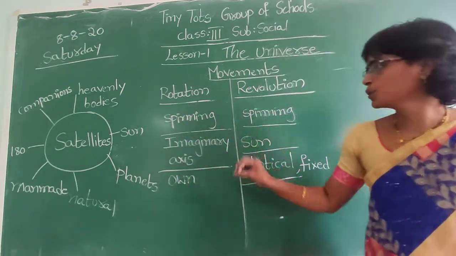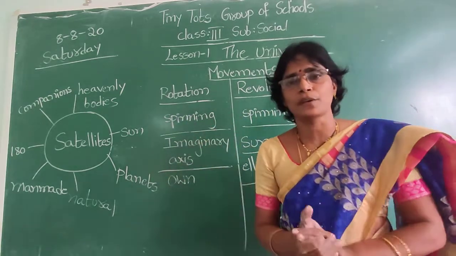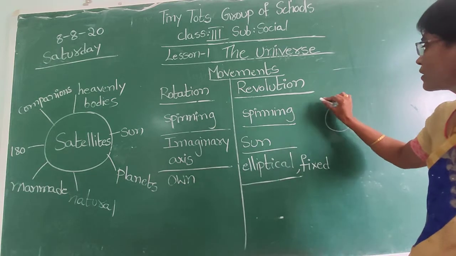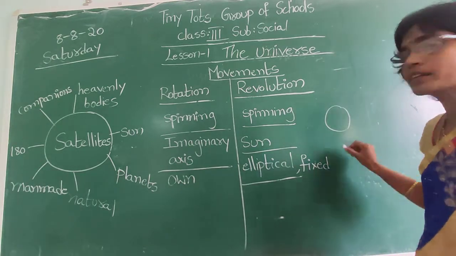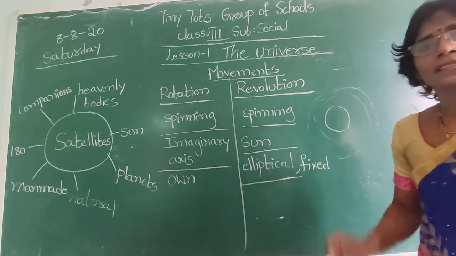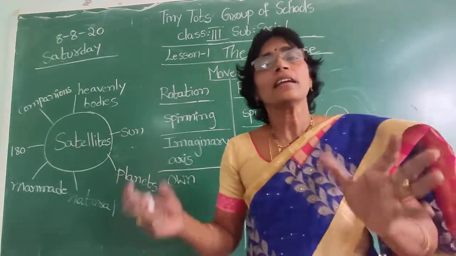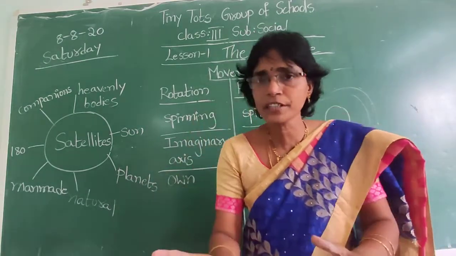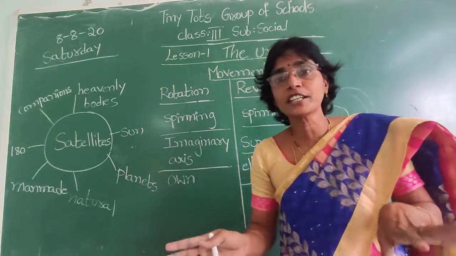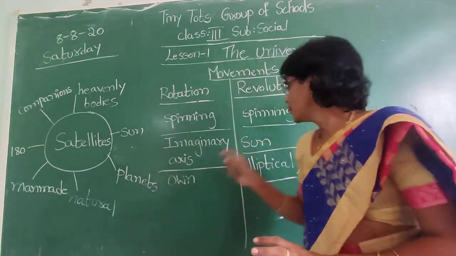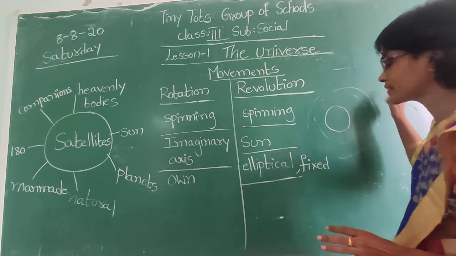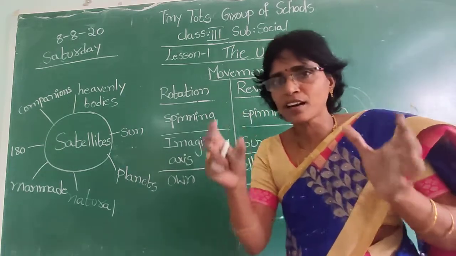Okay. Now I will give you one homework, one activity. You draw the picture of the sun like this, and you draw the eight planets. Draw their axes like this, orbits also, on an A4 sheet. First you take one A4 sheet and draw the sun in the middle of the sheet. Imagine that the A4 sheet is the solar system. Draw the sun in the middle of the page, and draw eight circles around the sun. Why? Because we have eight planets.